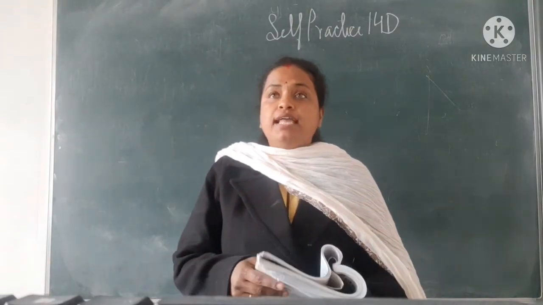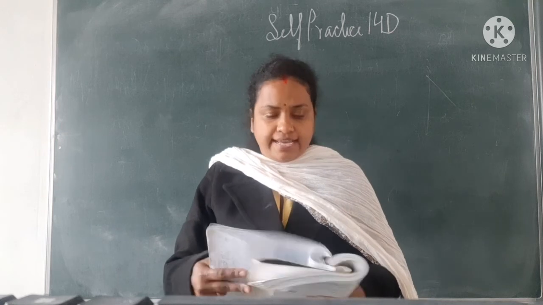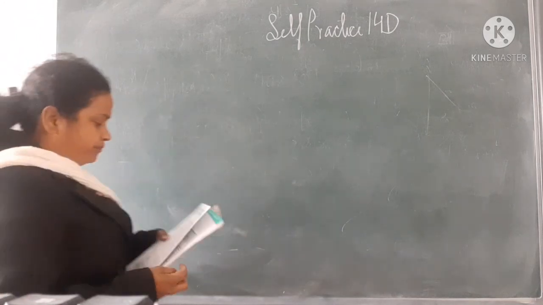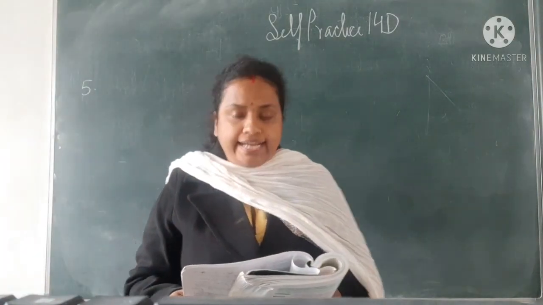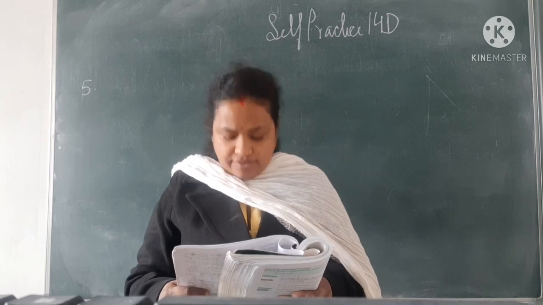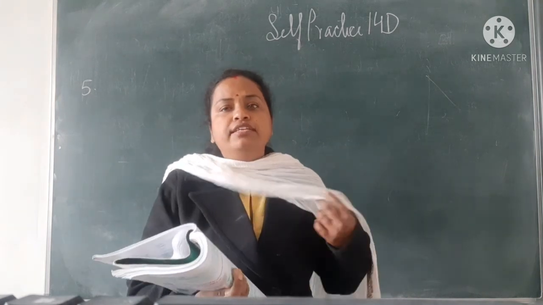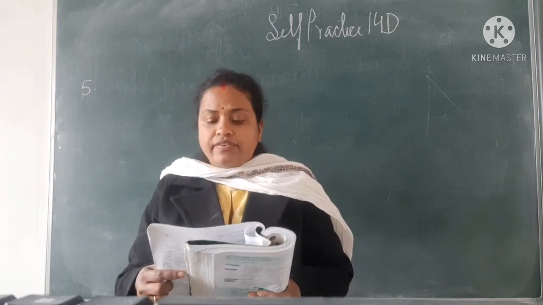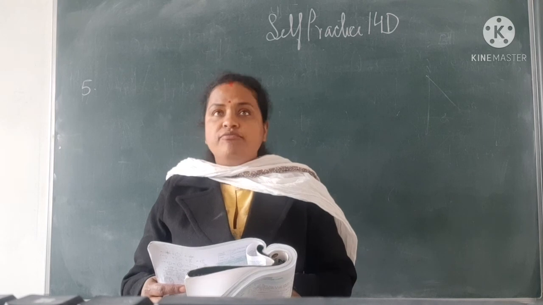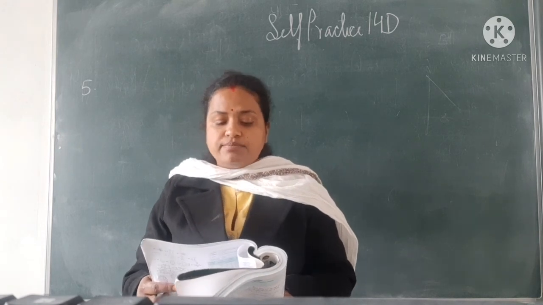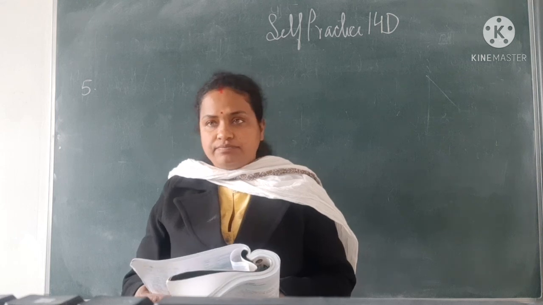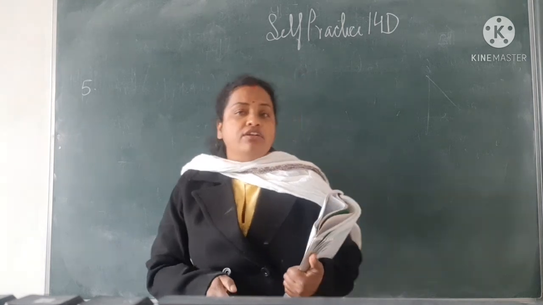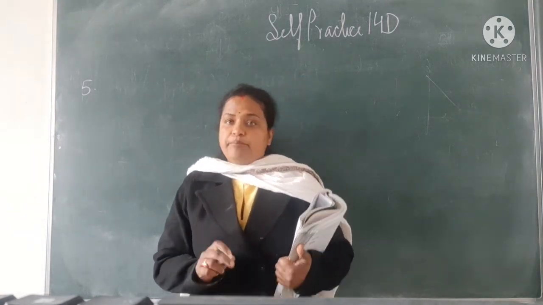Now let's see the last question of this exercise. Question number 5. What is given? A rectangular field is 28 meter long and 18 meter wide. How many triangular flower beds, each of base 7 meter and altitude 6 meter, can be laid on the field? What is given? Flower beds are being laid on the rectangular field. So how many flower beds can be made there?